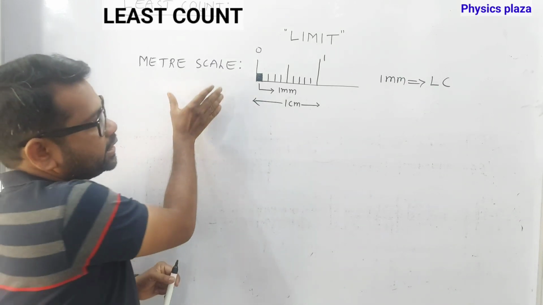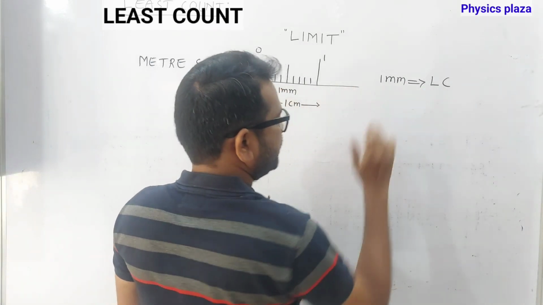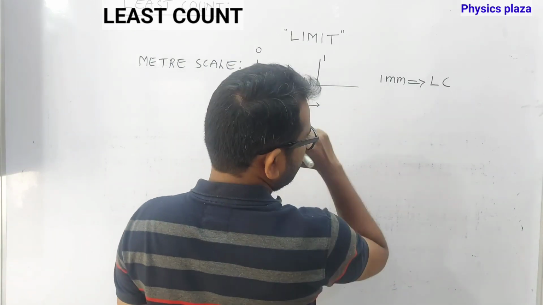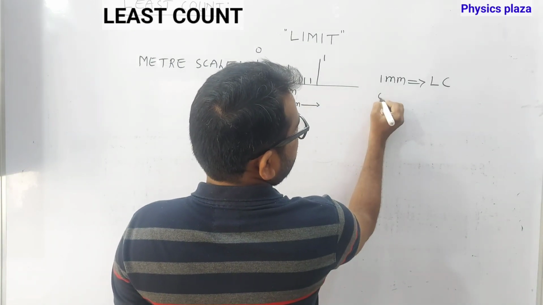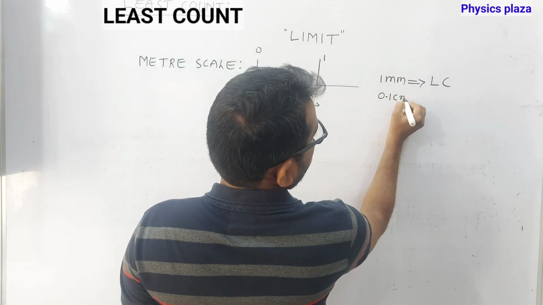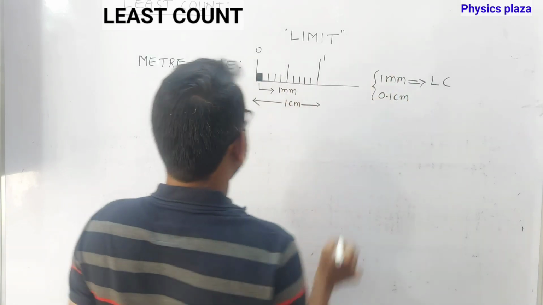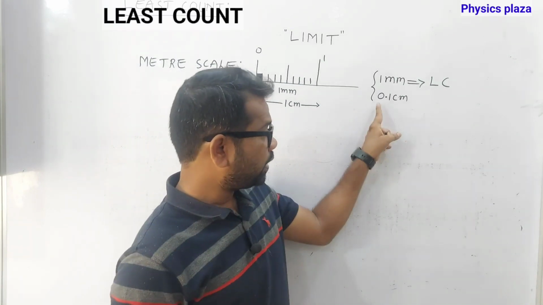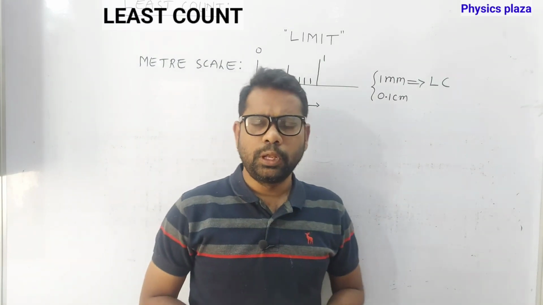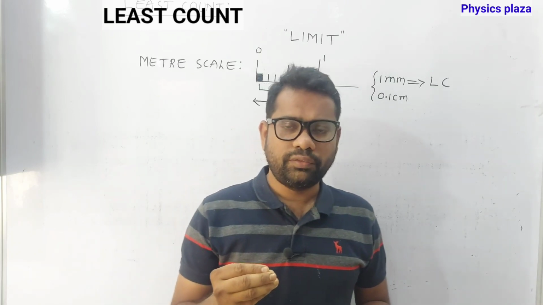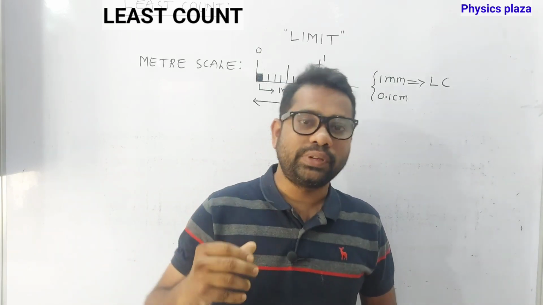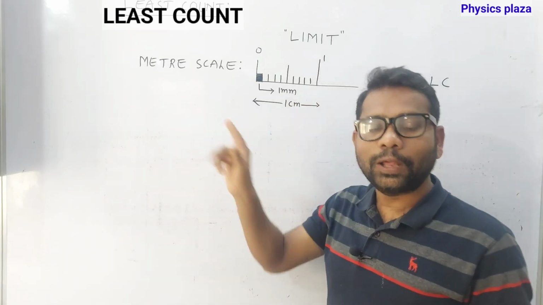So this is a meter scale and its least count is 1 millimeter. Which means what, children? 1 millimeter, can I write, is nothing but 0.1 centimeter. Which means that by using a meter scale, we can measure up to 1 decimal part of a centimeter. But if you want to measure a length less than 1 millimeter, can we prefer a meter scale?